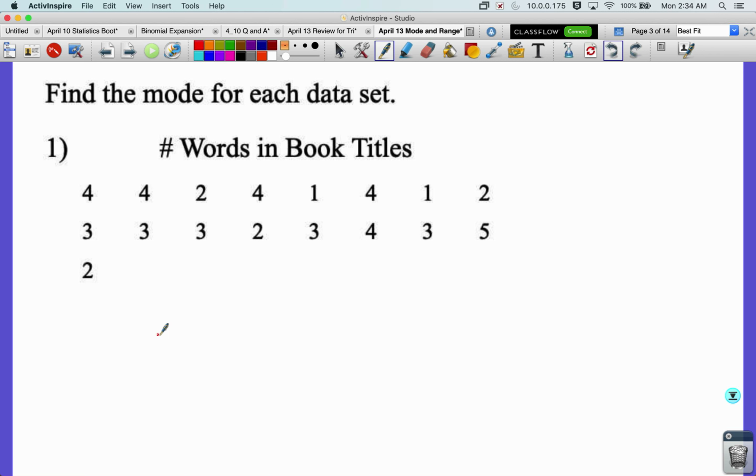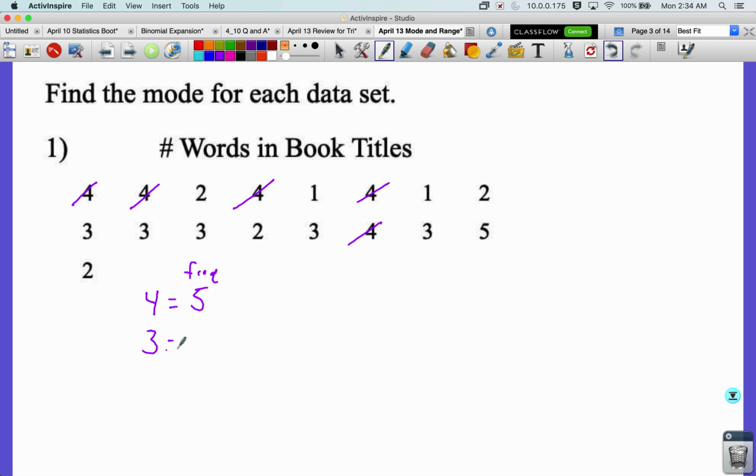All right. So here I've got another data set for you. It's the number of words in book titles. What is the mode of this data set? So we just have to look at the data and take a guess. So I see 4s, and I think 4 might be the most frequent. So I'm going to total up how many 4s I've got, and I'm going to cross them out as I go. So 1, 2, 3, 4, 5. So the frequency here is 5. I had 5 4s.